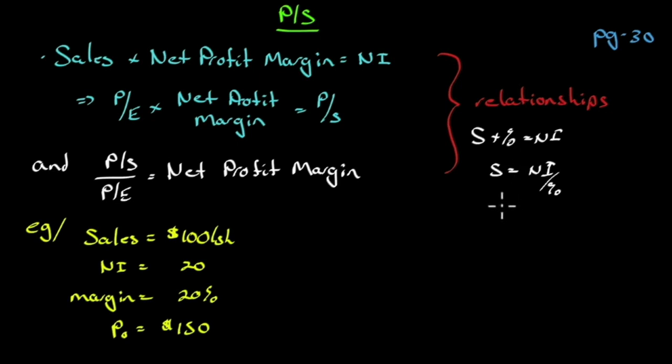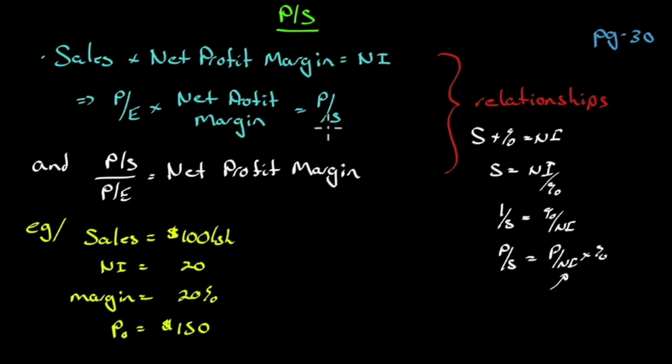If you invert both sides, you'll get 1 over S equals percent over net income. Remember, this percent is just short for net profit margin. And then multiply through by price, you'll have price over sales equals price over net income times percent, which is what we have here. That if we take our PE ratio and multiply it by our net profit margin, we should arrive at our price to sales ratio. So given a PE ratio and a net profit margin, we can calculate what the price to sales ratio would be with this little relationship here.